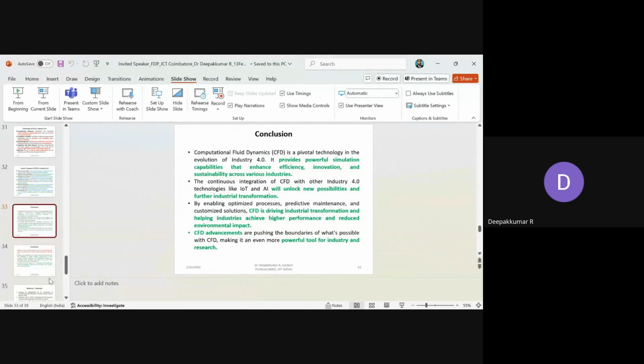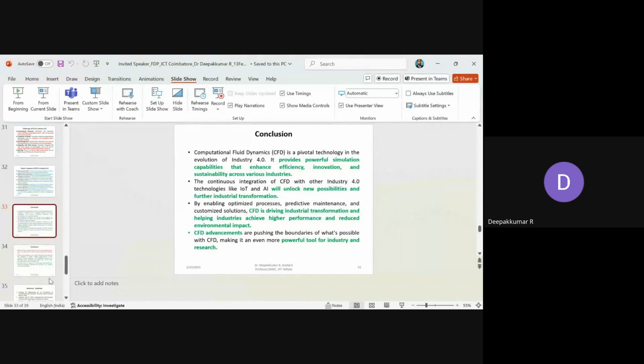So now I want to come to the conclusion of my presentation. Computational fluid dynamics is a pivotal technology in the evolution of Industry 4.0. It provides powerful simulation capabilities that enhance efficiency, innovation, and sustainability across various industries. The continuous integration of CFD with other Industry 4.0 technologies like IoT and AI will unlock new possibilities and further industrial transformation. By enabling optimized processes, predictive maintenance, and customized solutions, CFD is driving industrial transformation and helping industries achieve higher performance and reduced environmental impact.